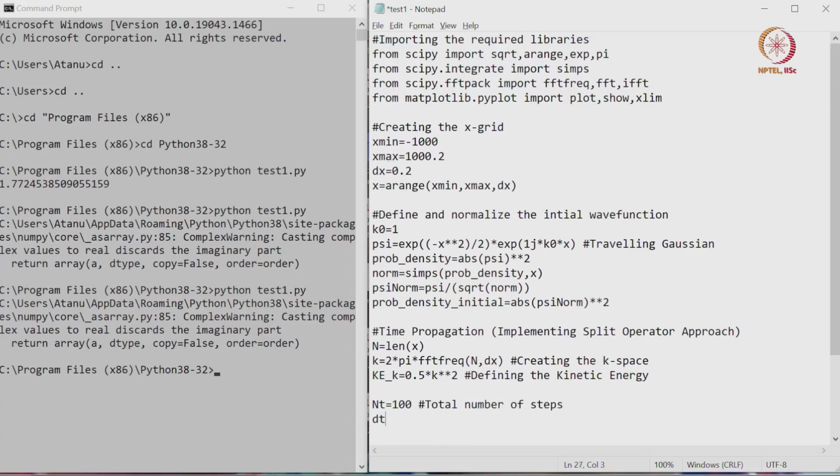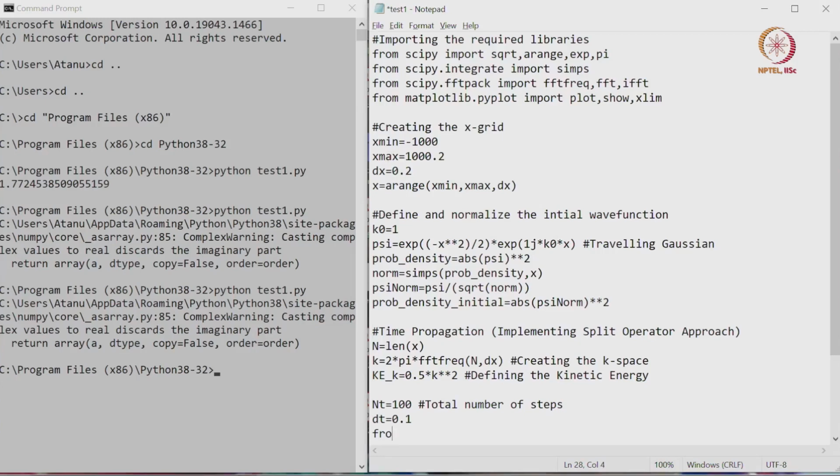And each step size dt is taken to be 0.1. So note that if I take dt to be 0.1, what is the unit? Is it in seconds? No, it is all in atomic units. So dt is the time step, taken to be in atomic units of time. Here x is taken to be 0.2, which is the separation. 0.2 is again in atomic units of length, and that's the way we are moving. So these are presented in atomic units.